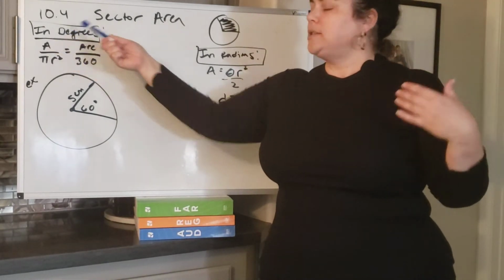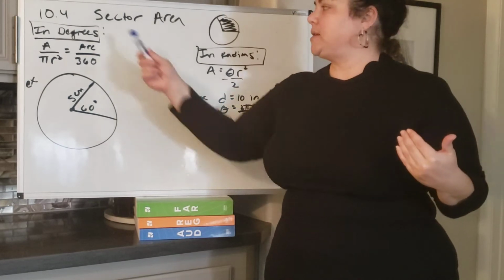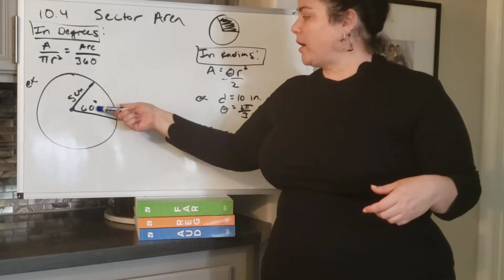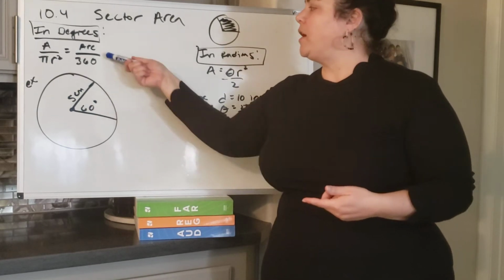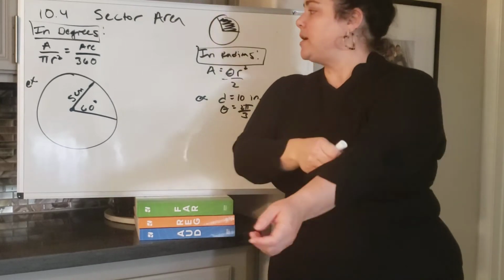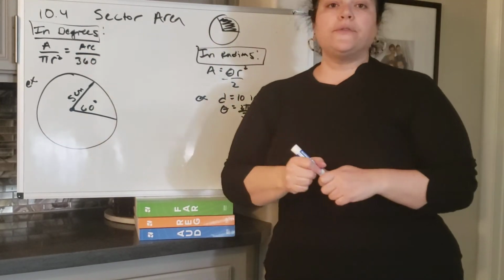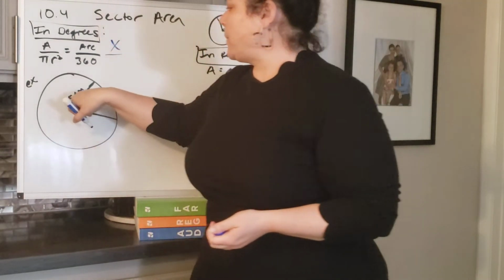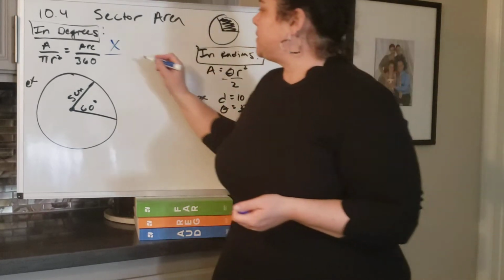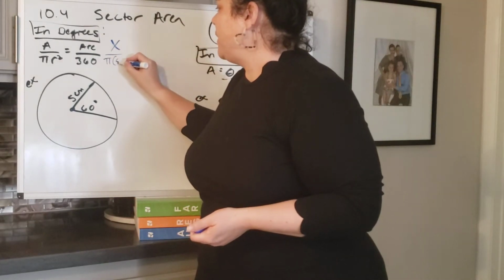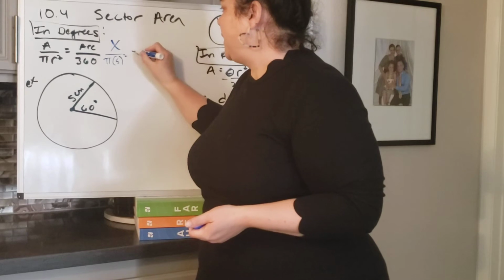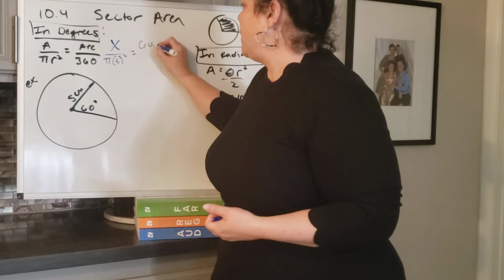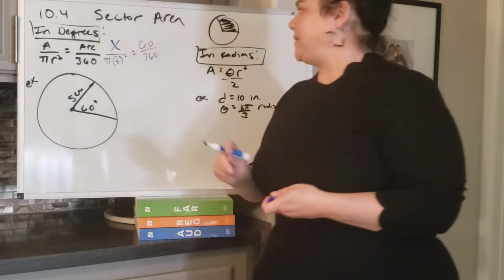So again, this is small over big equals small over big. So sector area over pi r squared, which is circle area, is equal to the arc measure, which in this case would be 60, over 360 degrees. Okay, so setting this up, we're solving for sector area, so that would be x, over pi r squared. My radius here is 5 centimeters. So I have pi 5 squared is equal to my angle, 60 over 360 degrees.